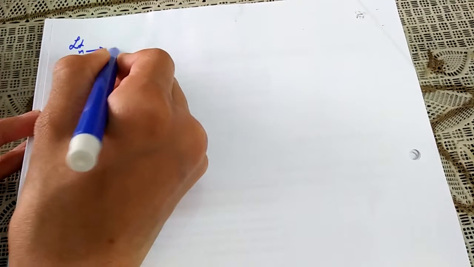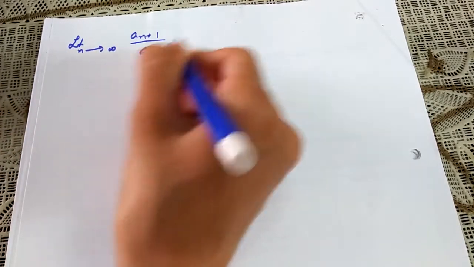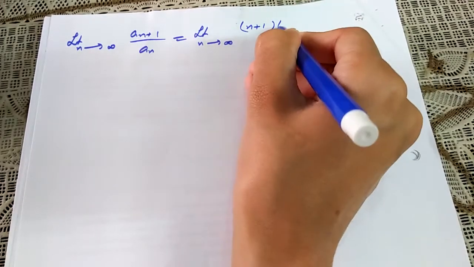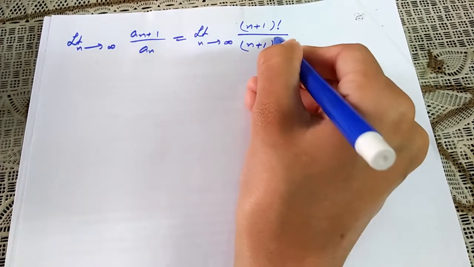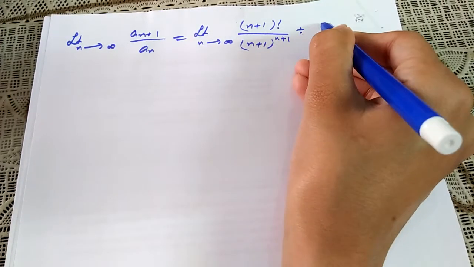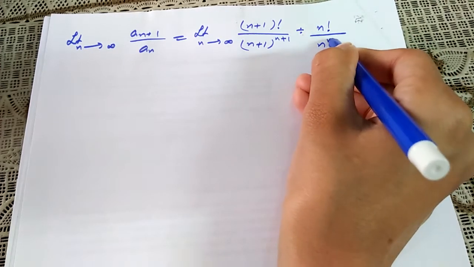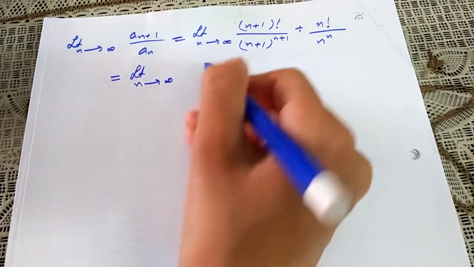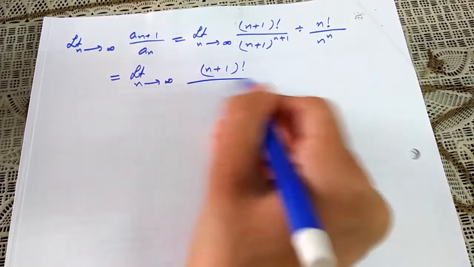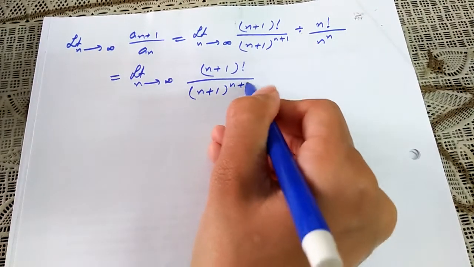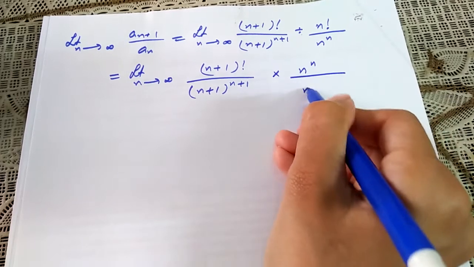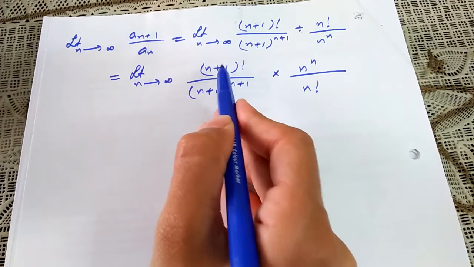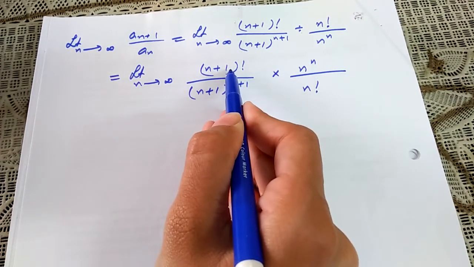Limit n approaches to infinity, an plus 1 divided by an will be equal to limit n approaches to infinity, an plus 1 is n plus 1 factorial divided by n plus 1 raised to power n plus 1, divided by an. An is n factorial over n raised to power n. Now simplify these terms. You will get limit n approaches to infinity, n plus 1 factorial over n plus 1 raised to power n plus 1, multiplied with n raised to power n over n factorial. Now if you observe, this has one more term than this one. So just open this factorial.